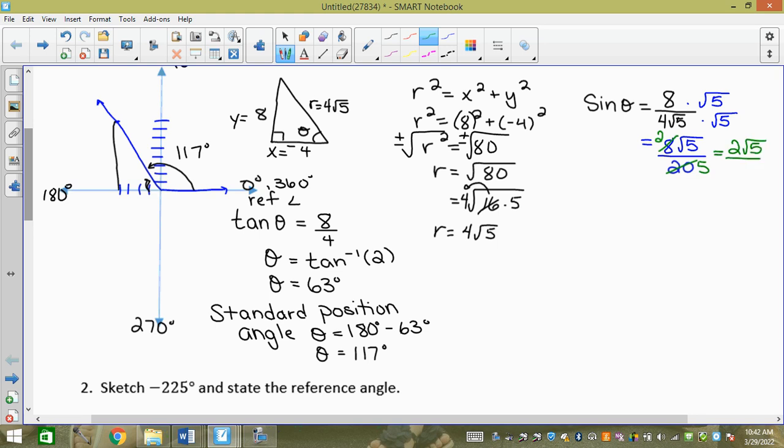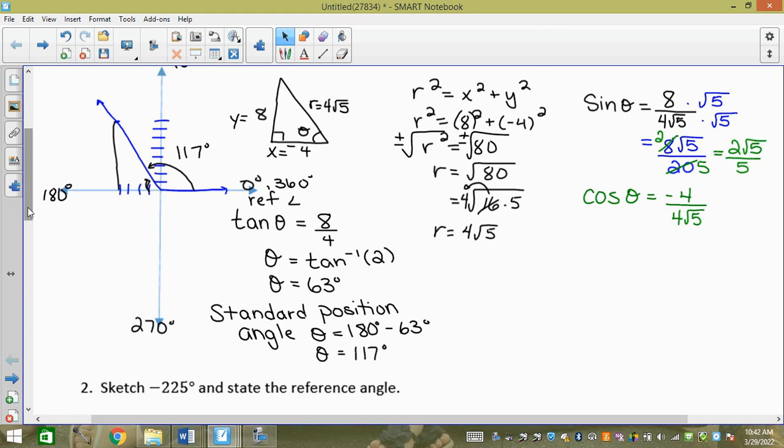If you can't get 2 root 5 over 5, you will not get the correct answer. You will not get marks. You have to get to that point. You have to be able to get to that point. Then cos is cook extra rice. So cos theta extra rice. So we're going to get negative 4 over 4 root 5.